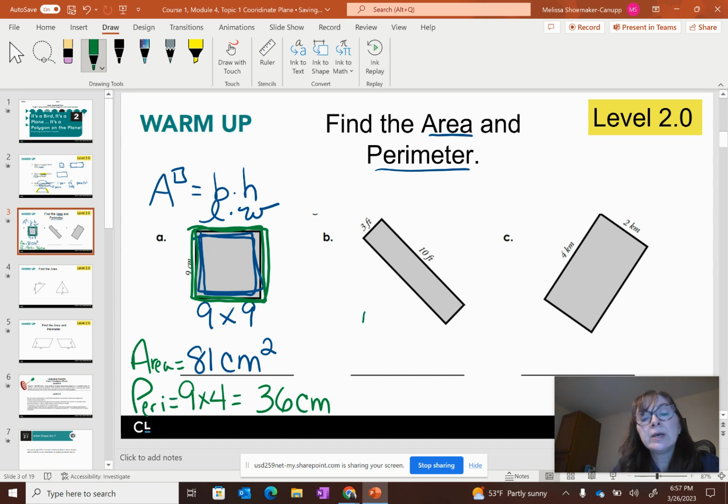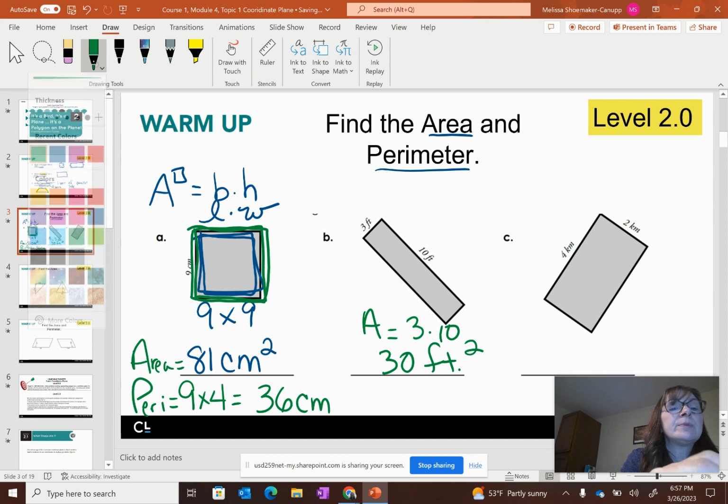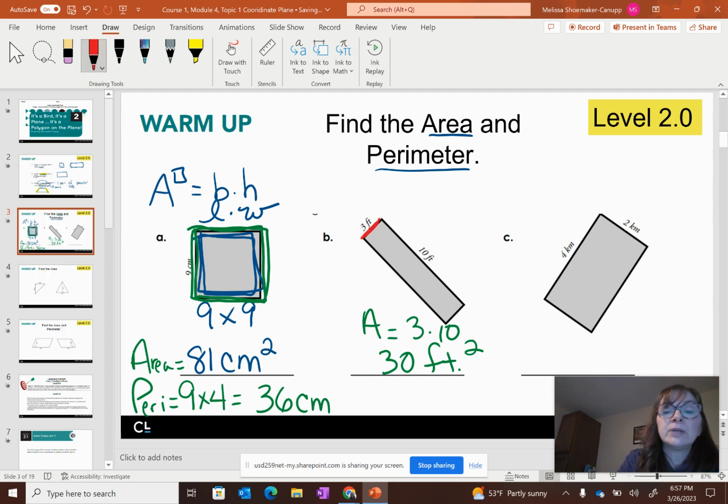Okay, area here, same thing. We're going to take 3 times 10, which is 30 feet squared. Perimeter, we have to add them up. So 3 plus 3, 10 plus 10. So we can see that's going to be 26 feet. That's the perimeter. This is the area.